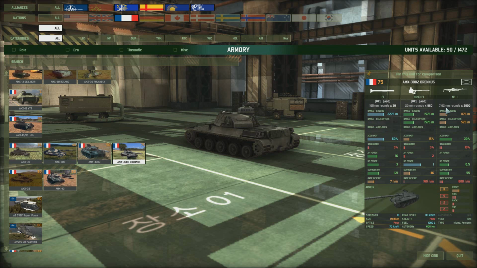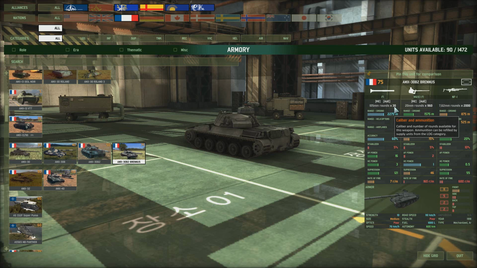Now each unit does have a limited supply of ammunition, and the amount is indicated down here in the bold white. So in the case of our main gun, it's got 30 rounds, and once those rounds are used up, then you have to resupply it from your logistics trucks or your logistics choppers.